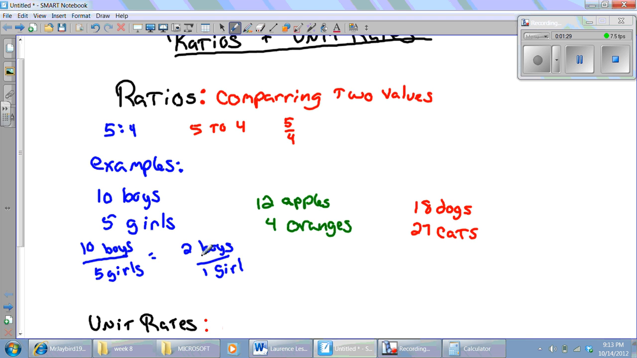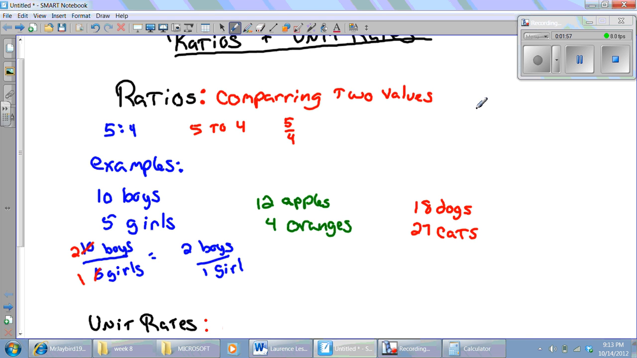Maybe we're counting the students in a particular class. How did I do that, you may ask? Well, I know that there's a number that goes into both 5 and 10 evenly. 1 goes into both of them, but I also know 5 goes into both of them. So I'm going to divide this number by 5 and get 2, and I'm going to divide this number by 5 and get 1, and that's how I get my 2 to 1. That's how you simplify fractions.